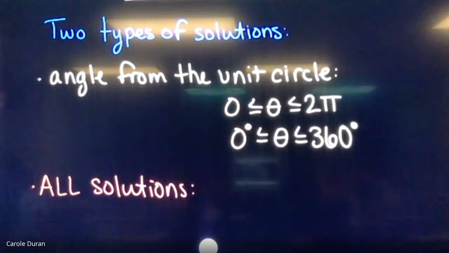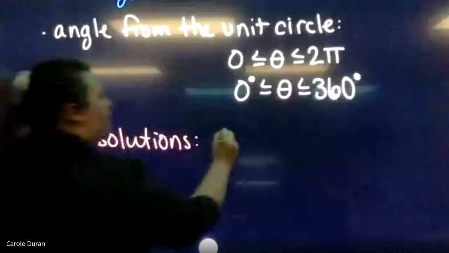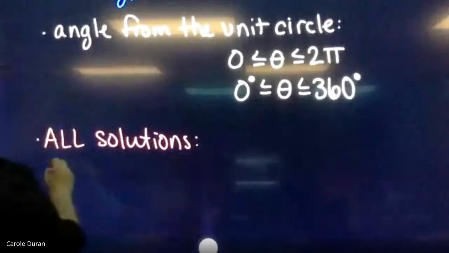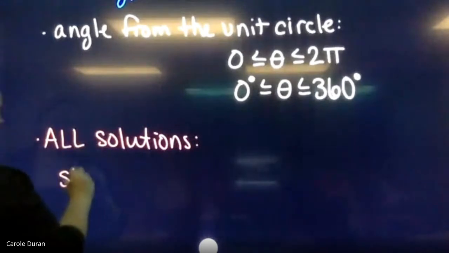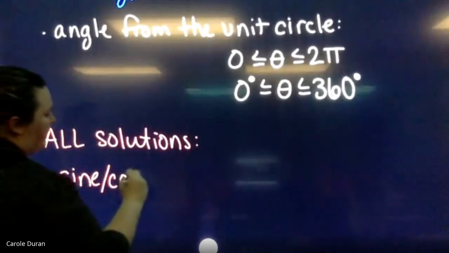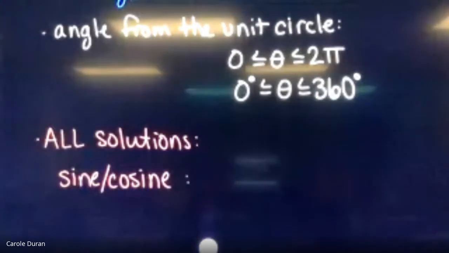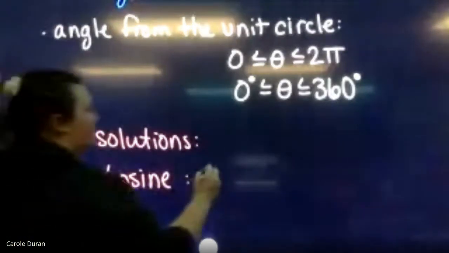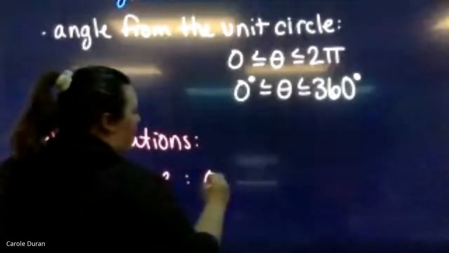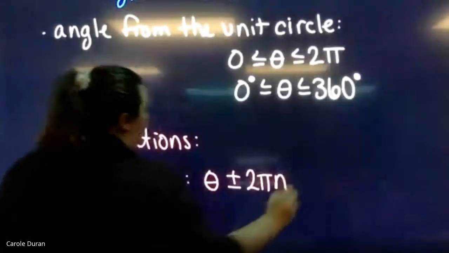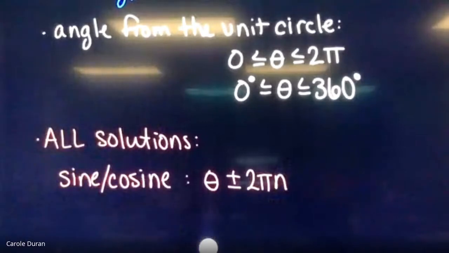So the way that we use these is we use our angle theta from the unit circle, and we add or subtract whatever the period is of our trigonometric function. So for sine and cosine, the period is 2 pi. So I would do whatever my angle is plus or minus 2 pi n, which indicates every multiple of 2 pi, either in a positive direction or in a negative direction.